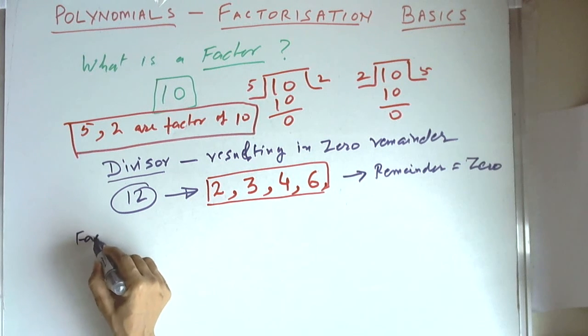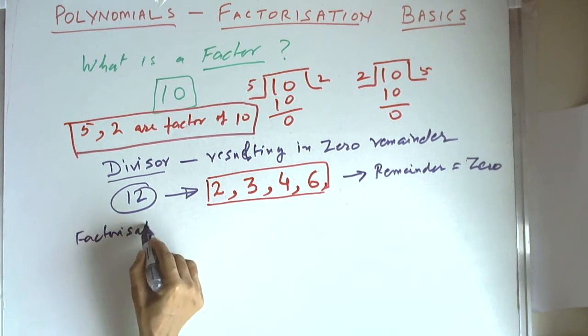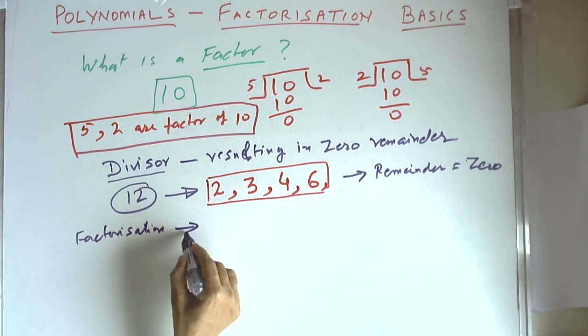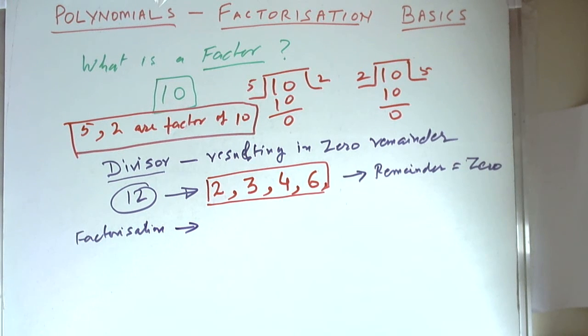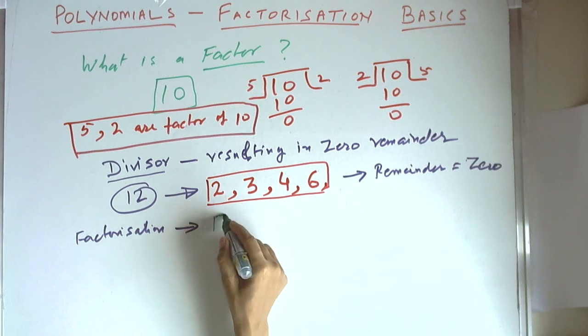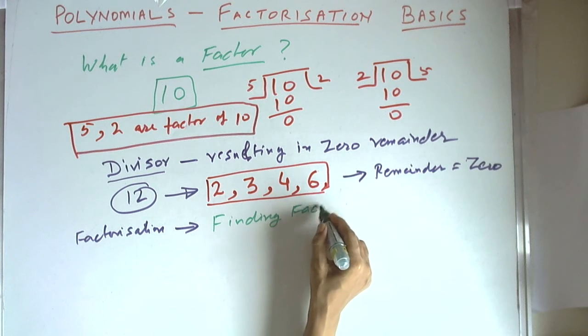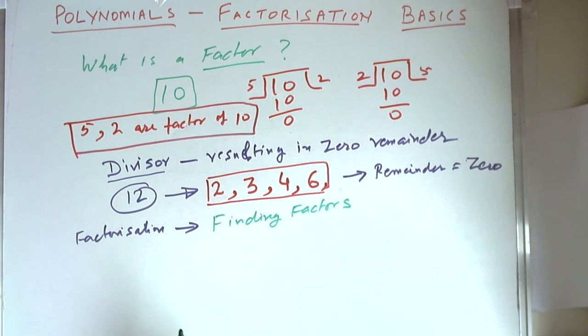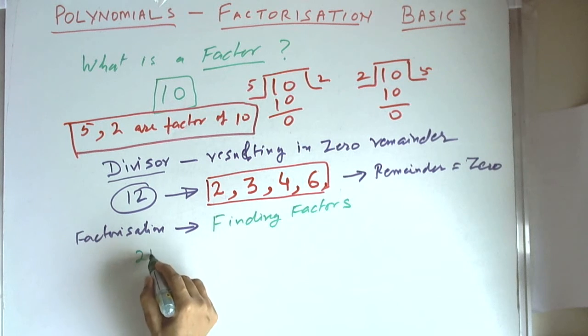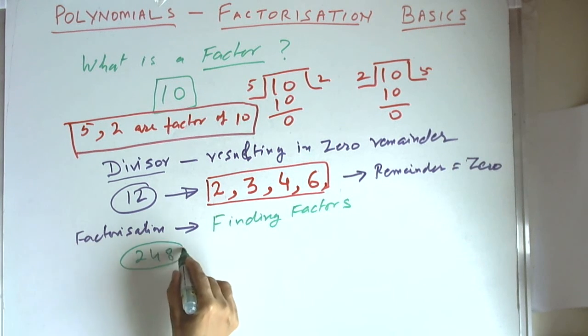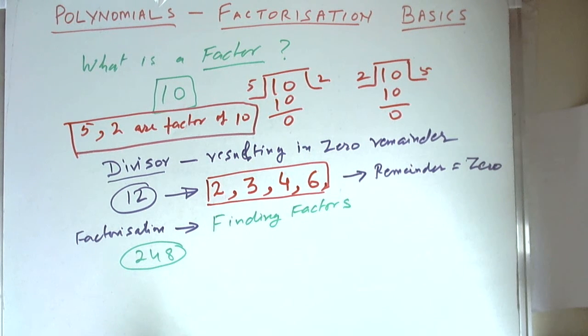So factorization is nothing but finding factors. Suppose there is a number 248 and someone asks you to find its factors. One method could be that you start dividing from 2, then divide by 3 and then keep trying.